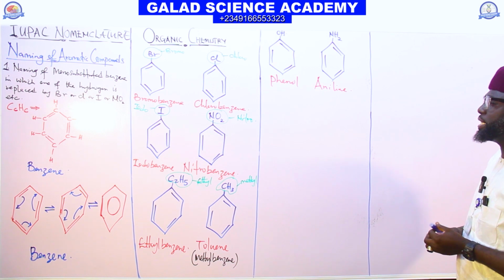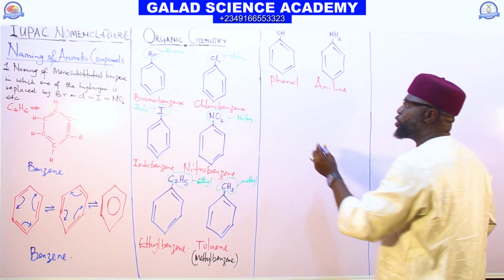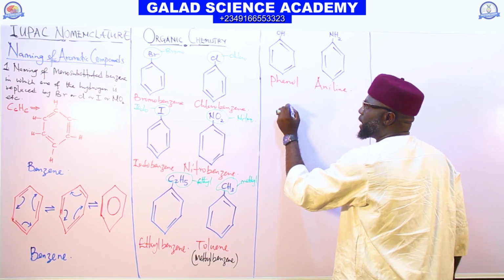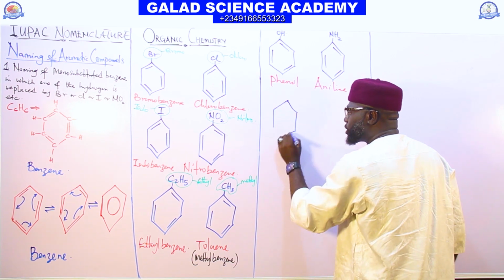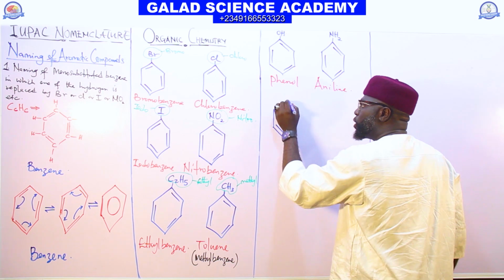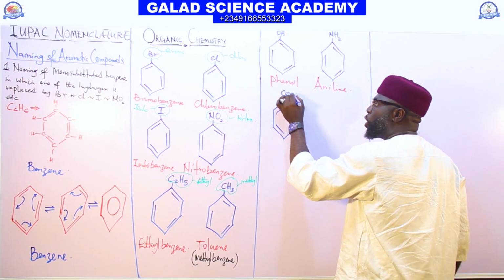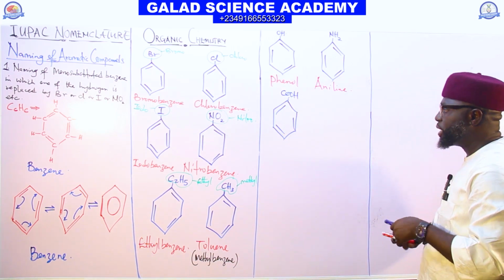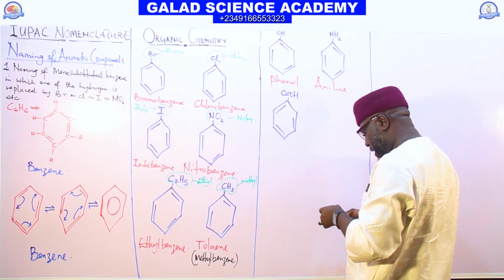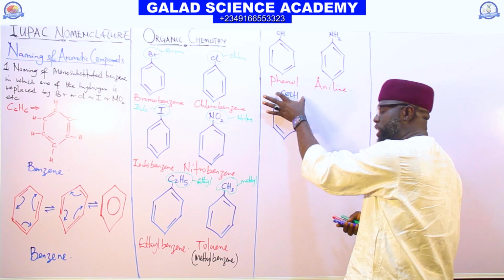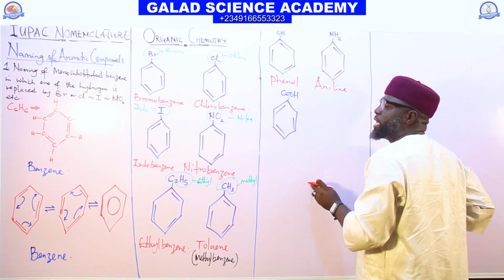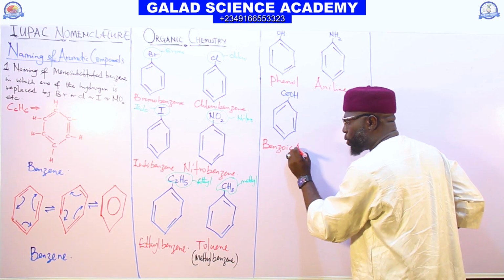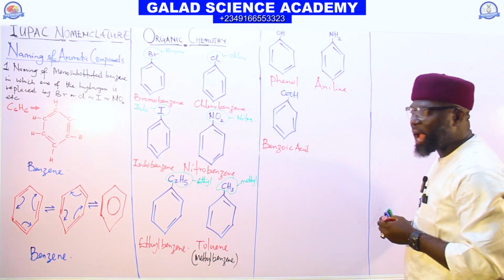And the next organic compound of benzene, when the carboxylic group is attached to it, which is COOH. This COOH is a carboxylic group. So what will be the name? The name will be benzoic acid.